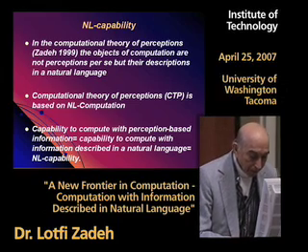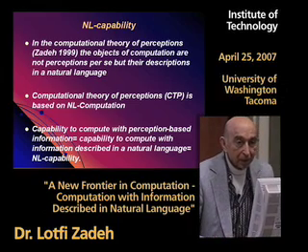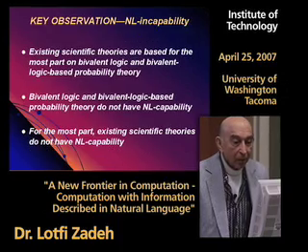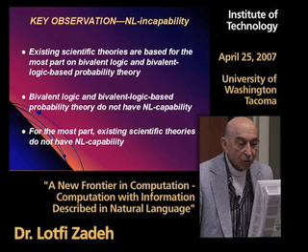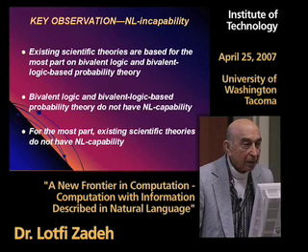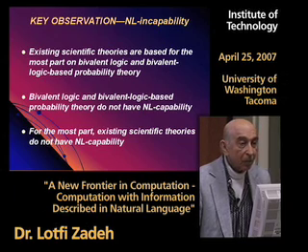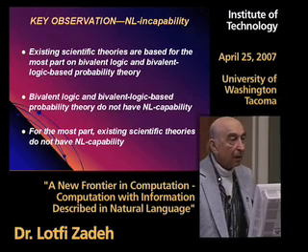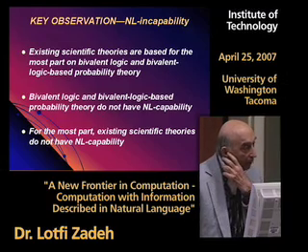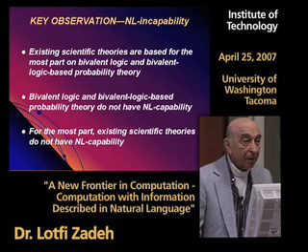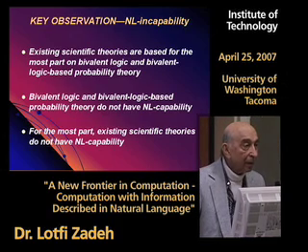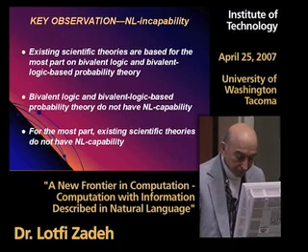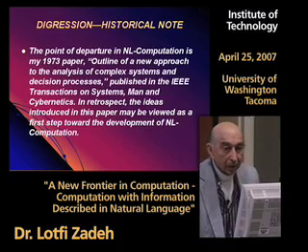And what happens then is this. If you look at various fields of science, you find that in general, scientific theories do not have this capability. And that is why I call this thing a new frontier. You don't have it in probability theory, you don't have it in physics, you don't have it in any field, in economics and so forth. You don't have it.